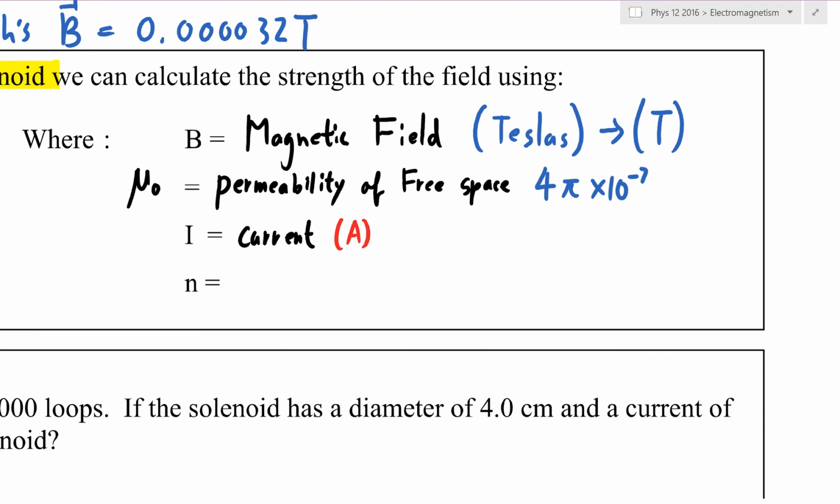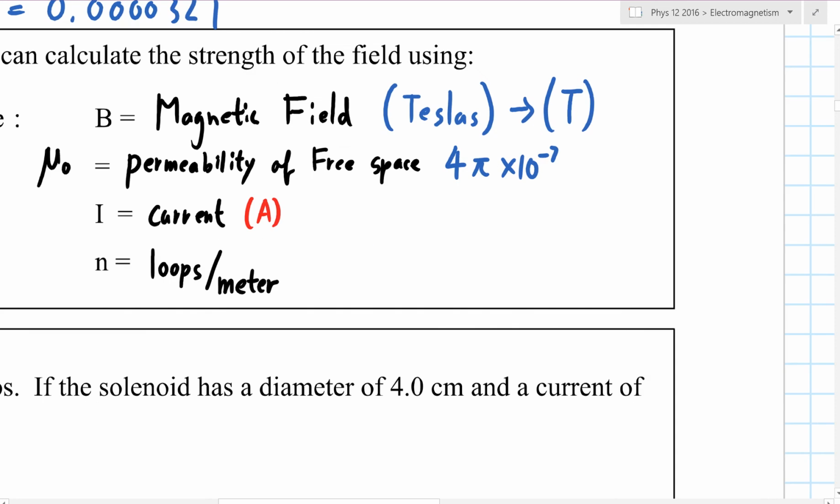Now, what about this little n? This little n is how many loops of wire. Now, remember in the picture that we looked at before, we have 9 loops of wire. So how many loops of wire do you have per meter? So it's loops per meter.